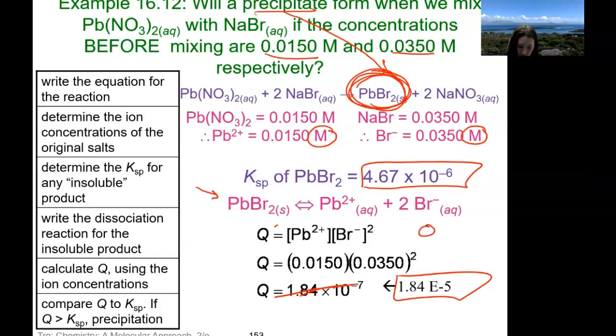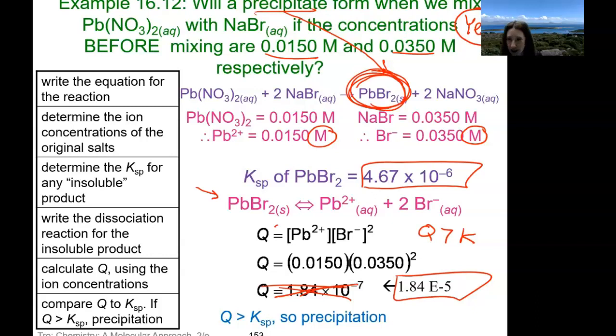So our Q is greater than our K. So that means, will it precipitate? Yes, it will precipitate. Because Q is greater than K. So indeed, yes, it will precipitate. Okay, so now let's try another one.